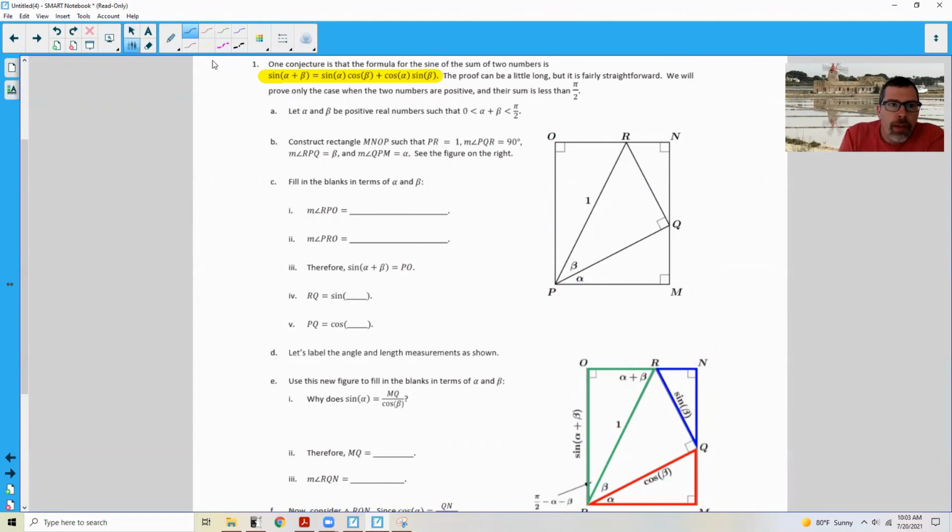So it says let them be between 0 and pi over 2. There the sums are. And so part B says construct the rectangle such that PR is 1. The measure of angle PQR is 90 degrees. They have it labeled. And the measure of angle RPQ is beta. And the measure of angle QPM is alpha. See the figure on the right? So there it is. Fill in the blanks in terms of alpha and beta.